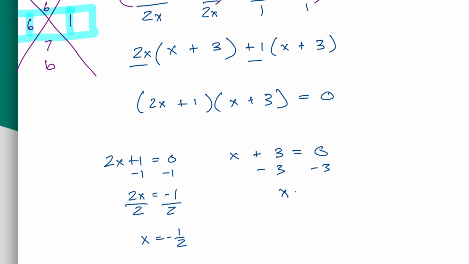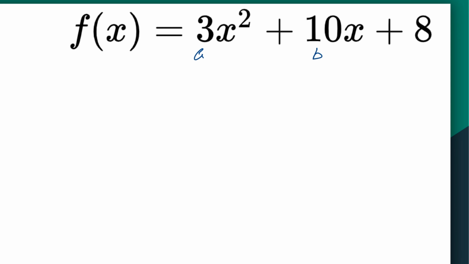Now, arguably much more difficult. Okay. So let's do another one. f of x is equal to 3x squared plus 10x plus 8. Okay. Identify your a, your b, and your c. Make your x factor. A times c goes up top, so we get 24. B goes on the bottom, so we get 10. Okay. Now, what times what gives us 24 that adds to be 10?